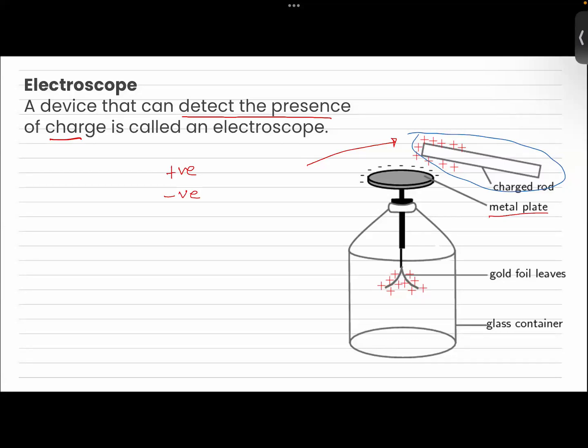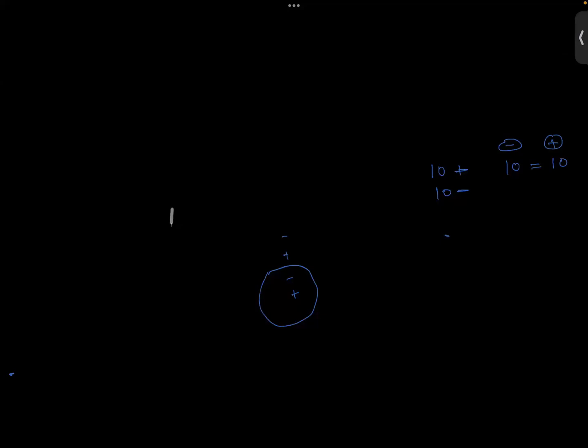Okay, guys. Yes, sir. Okay. In both cases, whether this rod is positively or negatively charged, the gold foils are going to get deflected, right? So that will only tell us that the object is charged.